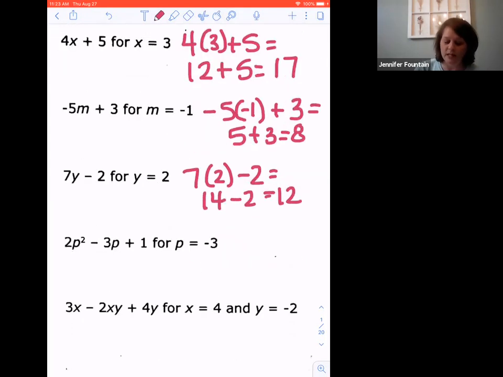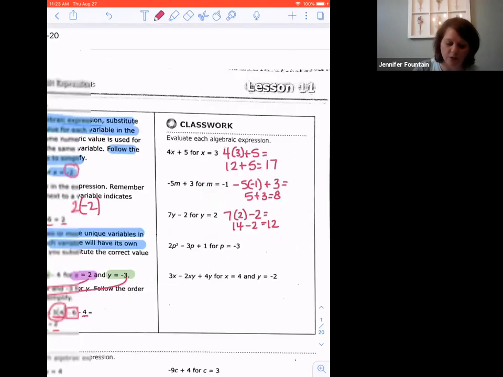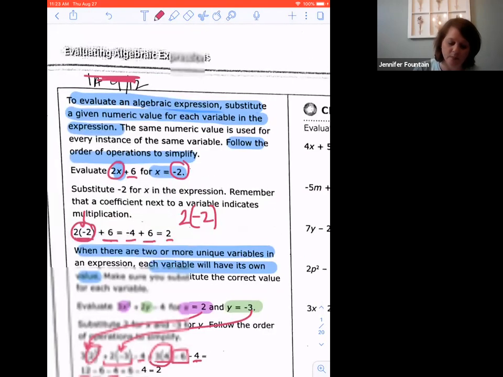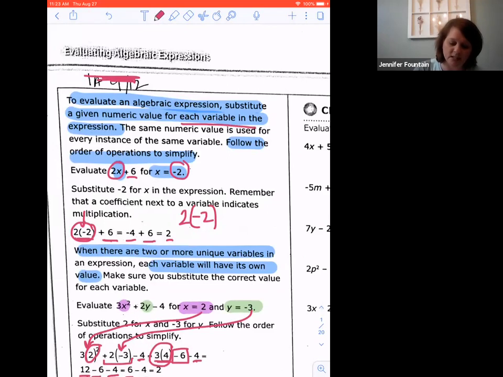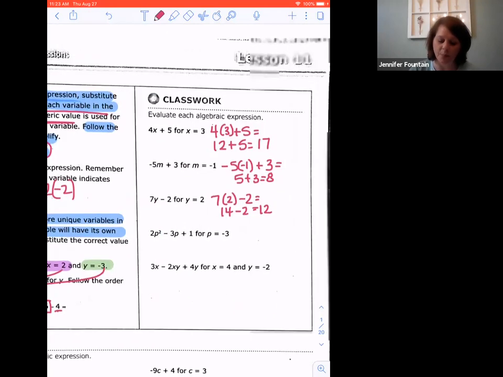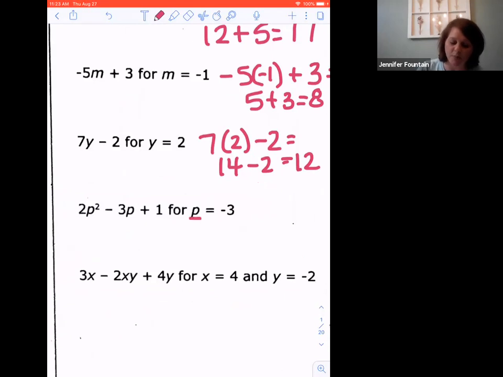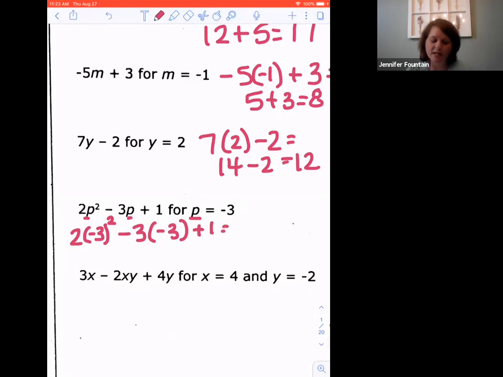Now notice one of the things that they told us earlier, we'll flip back over here for just a minute, is that for each variable in the expression, if it's the same variable, you're plugging in the same number. So everywhere I see p in this problem, I'm going to plug in my -3 in parentheses. I'll write it underneath so I can make sure I've got it. So I've got 2 times my (-3) in parentheses, my exponent goes on the outside, minus 3 times (-3) plus 1. Each place I have p, I've plugged in my -3 in parentheses.